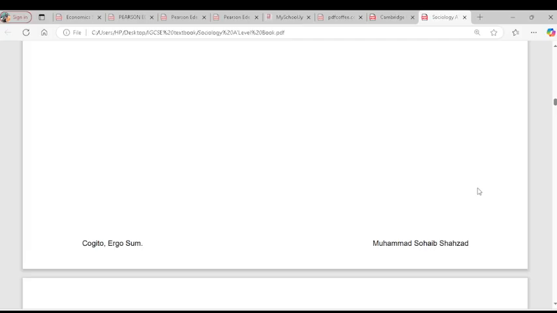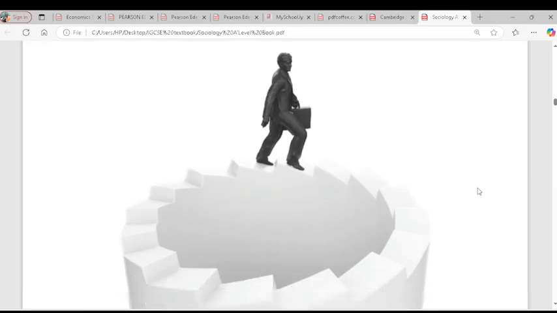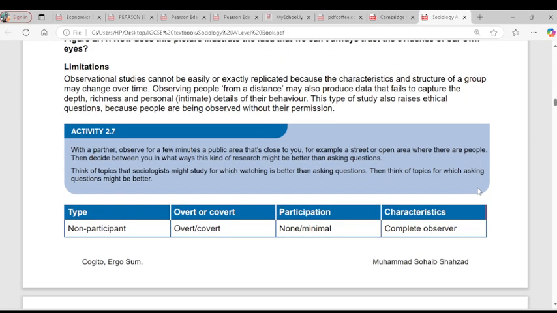Yeah, it doesn't allow intimate details, as observing people from afar may not capture the depth, richness, and personal details of their behavior. So the limitation is this: because it's non-participant observation, and you're far away from them, things that happen, you cannot capture the real events. You might not have images, you might not have their voices, why they behave in the way they have behaved. So details about things that happen in that environment, you might not have them. So that is a problem.